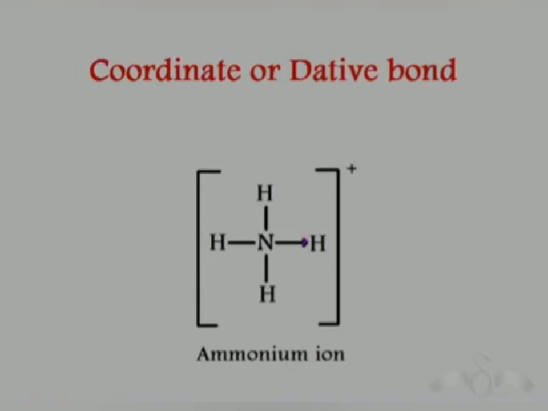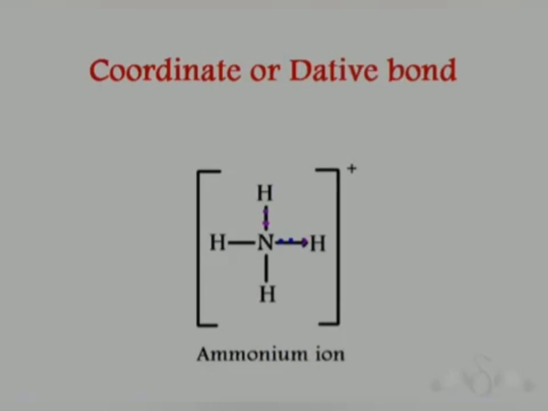In case of a covalent bond, there are two electrons, one electron of the hydrogen atom and one electron of the nitrogen atom. So both the atoms share one electron each. But in case of a coordinate bond, there are two electrons and both the electrons belong to the nitrogen atom. They are completely shared by the hydrogen atom as well, but hydrogen is not providing any electron. Both the electrons are provided by the nitrogen atom.